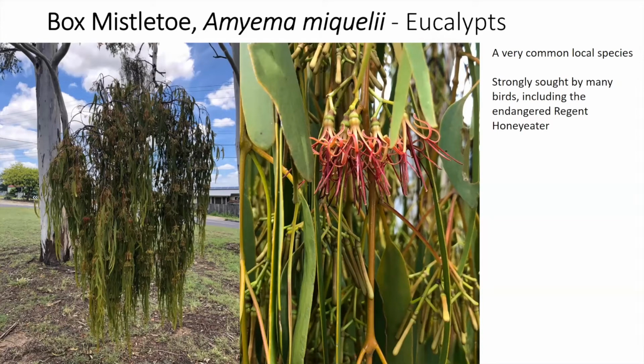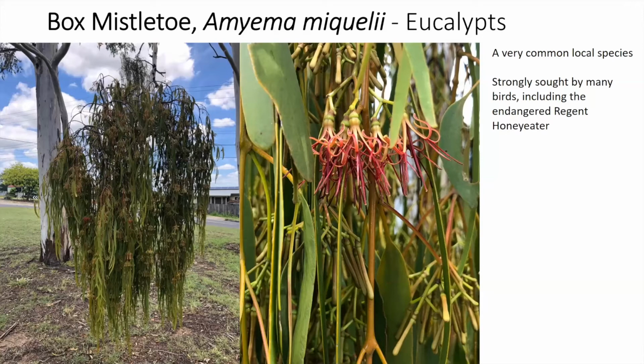And the fruit, I'm sure is taken by the Regent Honeyeater. I was only told recently, the flowers aren't, because the Regent Honeyeater is nomadic and it's not in this area when this species flowers in late summer and winter, but it is here when it's fruiting, and they love to nest in it.